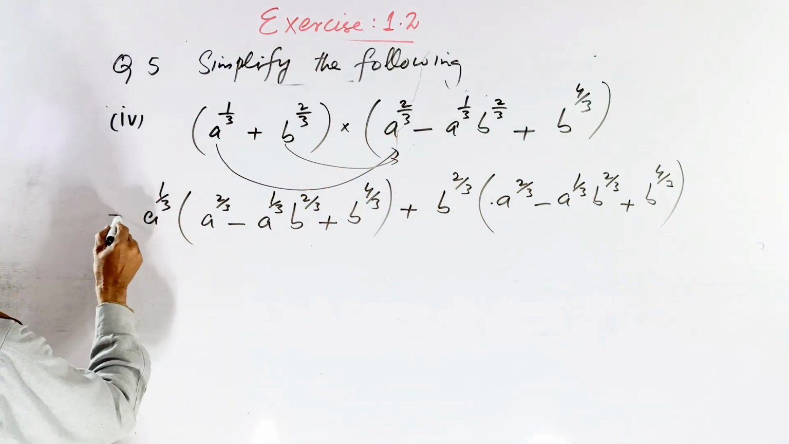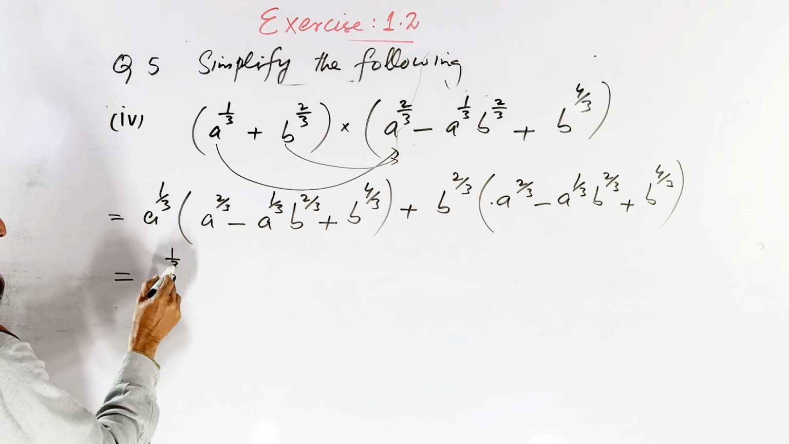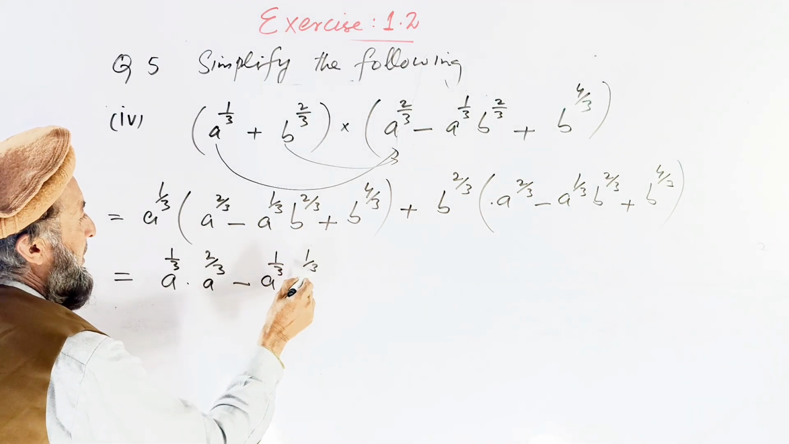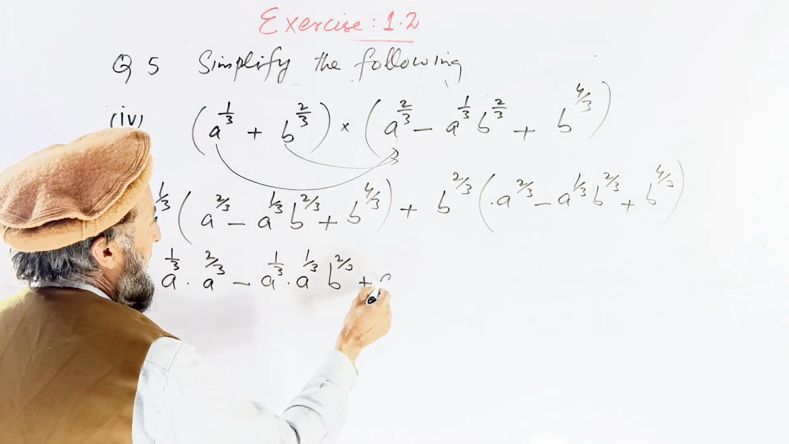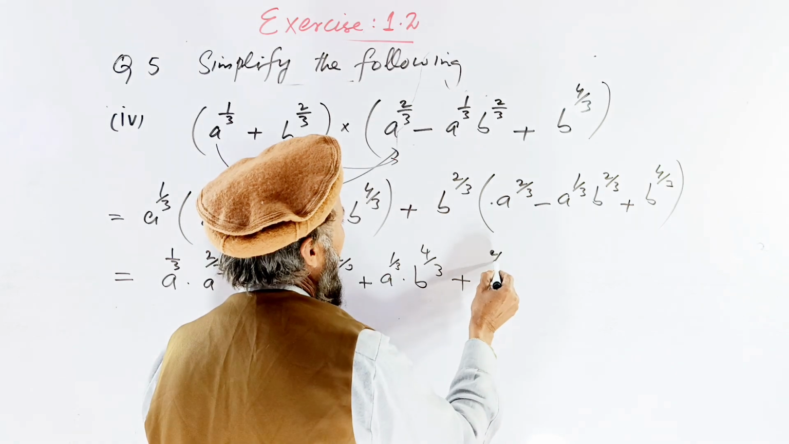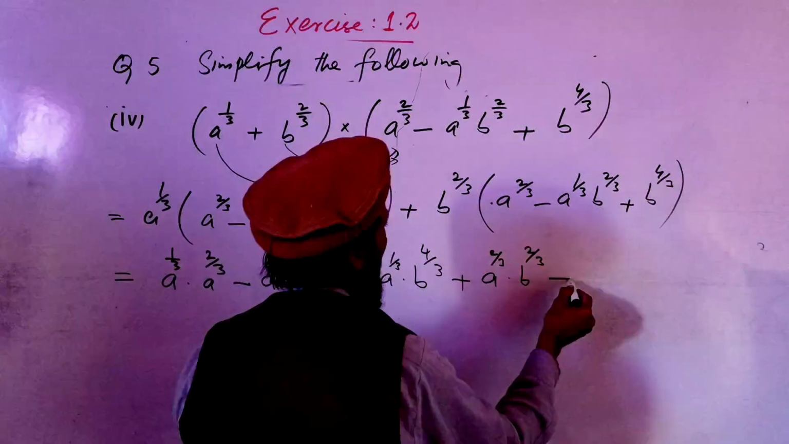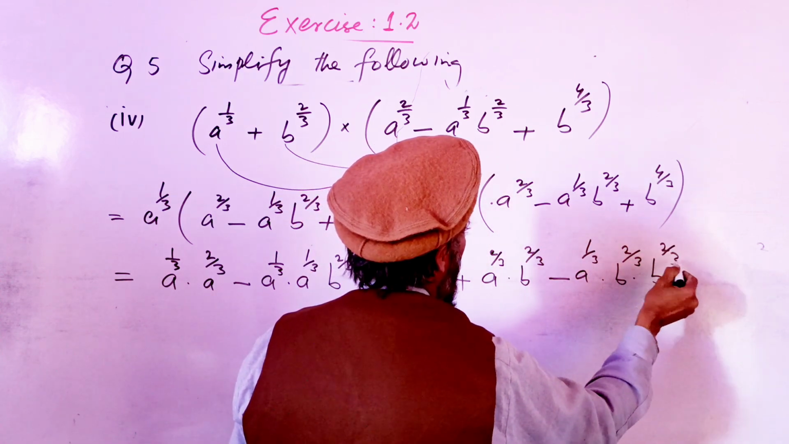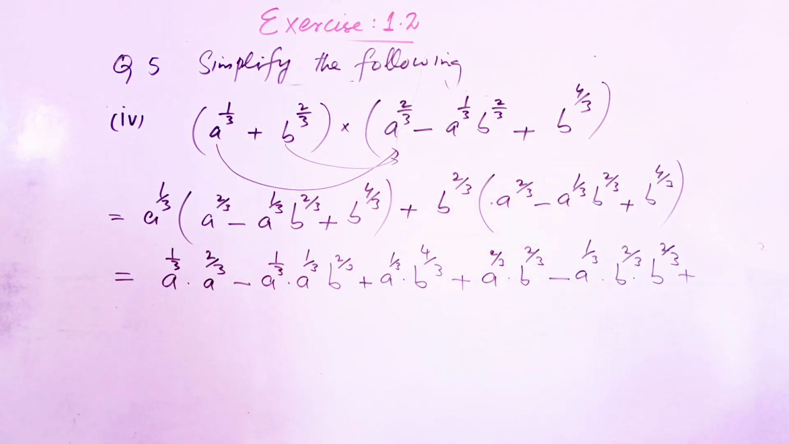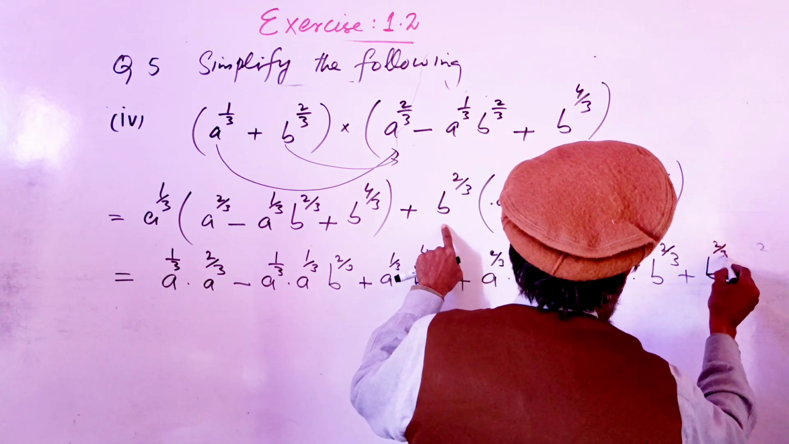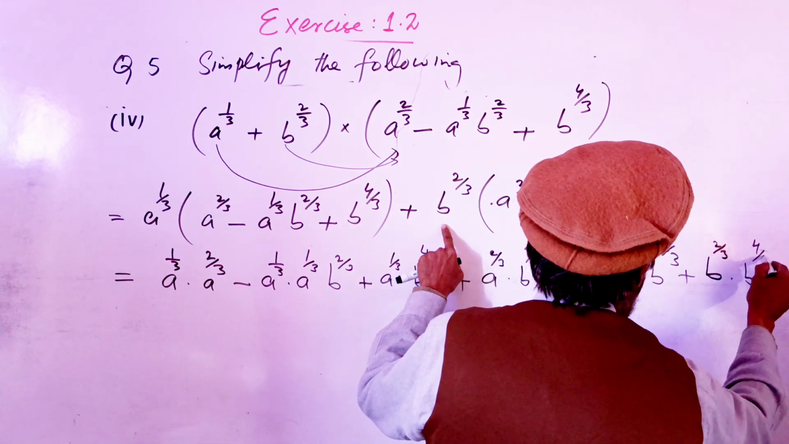So now we multiply each term. We can write a 1 by 3 and a 2 by 3 minus a 1 by 3 into a 1 by 3 and b 2 by 3 plus a 1 by 3 and b 4 by 3 plus, here first we write a 2 by 3 and b 2 over 3 minus a 1 by 3 and b 2 by 3 and b 2 by 3 plus b 2 by 3 and b 4 by 3.